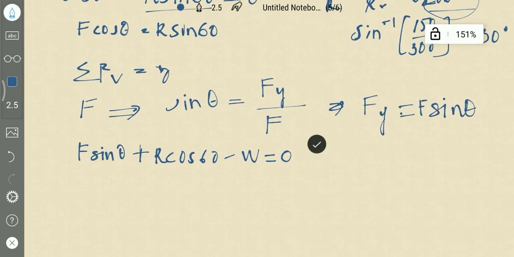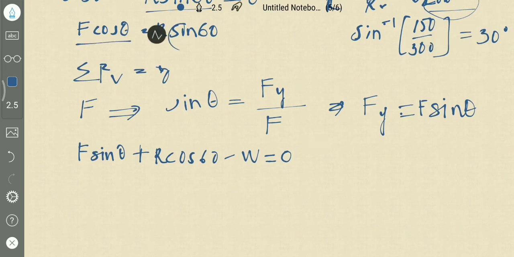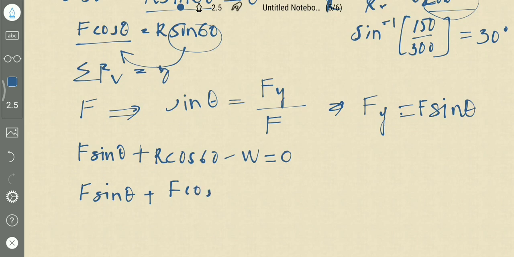But R is equal to F cos theta divided by sin 60 if we take this here. So F sin theta plus R, which is F cos theta divided by sin 60, and this cos 60, minus W is equal to 0.